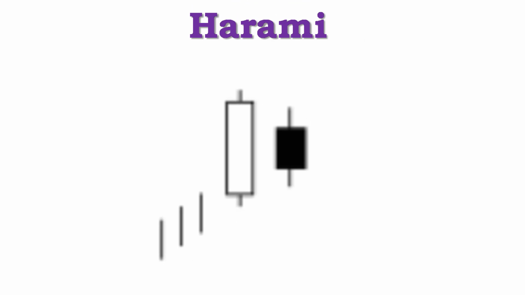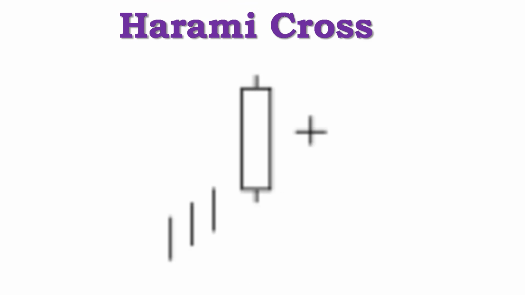Next candlestick pattern, Harami. A 2-day pattern that has a small body day completely contained within the range of the previous body and is the opposite color. Next candlestick pattern, Harami Cross. A 2-day pattern similar to the Harami. The difference is that the last day is a doji.